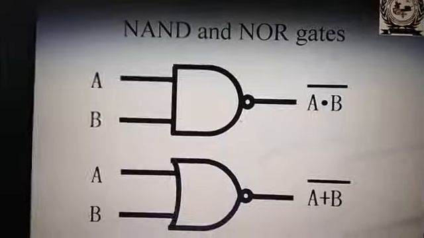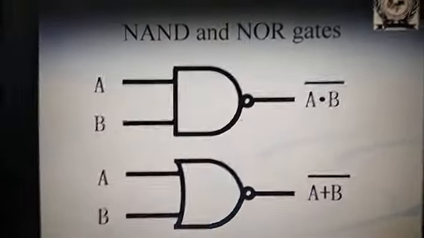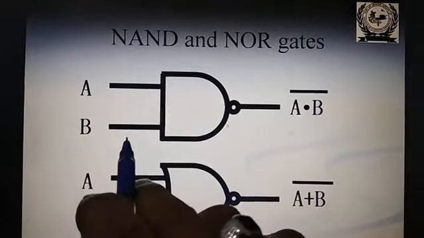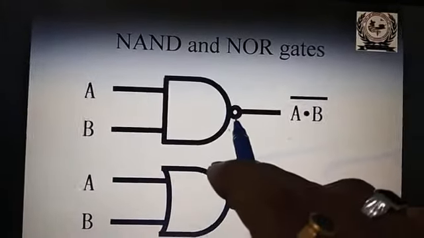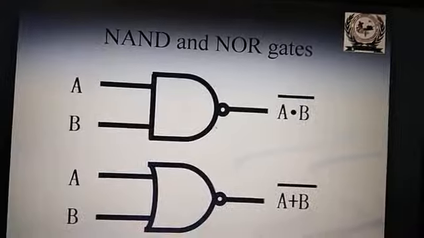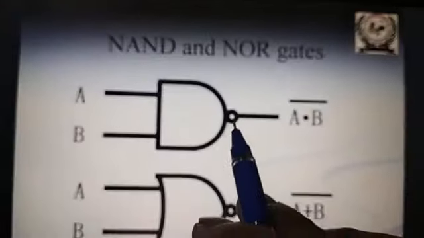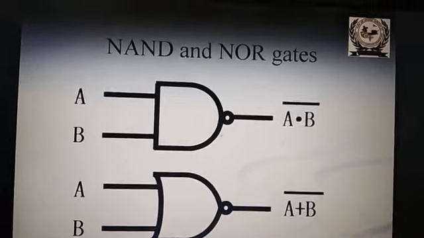Then NAND or NOR gates. These are the universal gates because from these gates you can prepare any other remaining gates. A and B are the input. This is the AND gate followed by this NOT. The bubble is shown as a NOT gate. So A dot B is the output of the AND and the inverter shows the bar. So (A dot B) bar is the NAND gate.